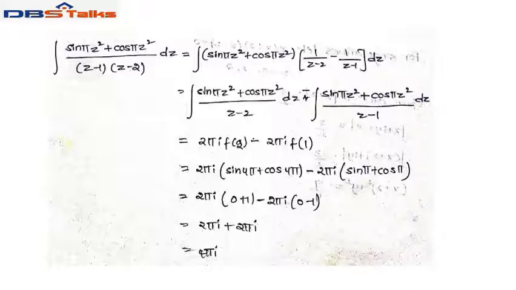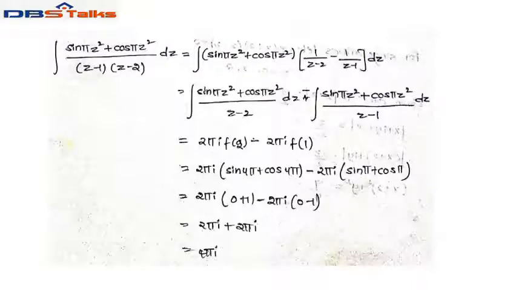The first integration is in the form of integral f of z by (z minus a). Here a is 2 and f of z is sin pi z square plus cos pi z square. The formula gives 2 pi i into f of a, that means f of 2, minus the second integration, 2 pi i into f of 1, where a is 1. So, that equals 2 pi i into, with f of z as sin pi z square plus cos pi z square, f of 2 is sin 4 pi plus cos 4 pi, minus 2 pi i into sin pi plus cos pi.